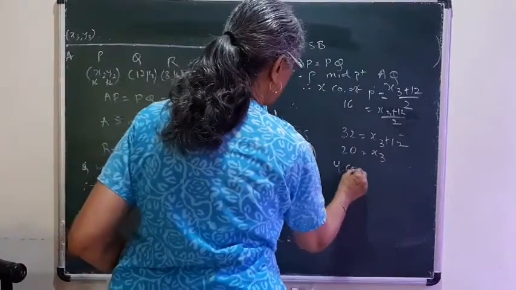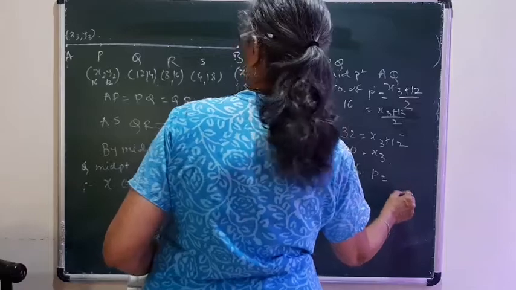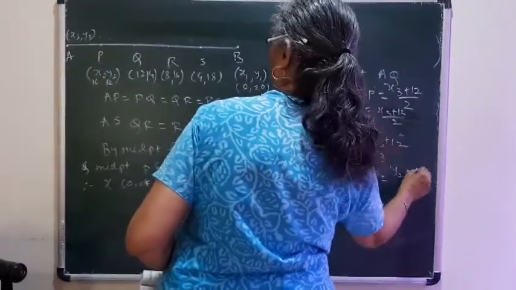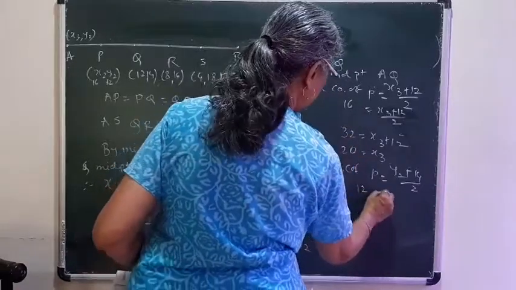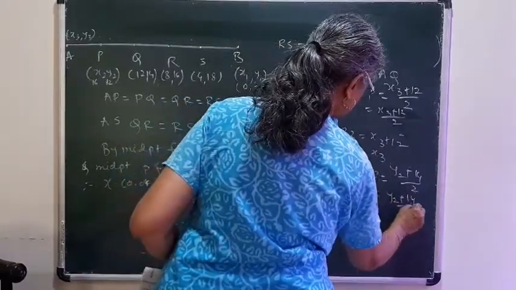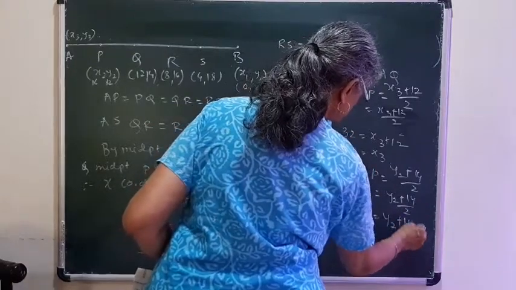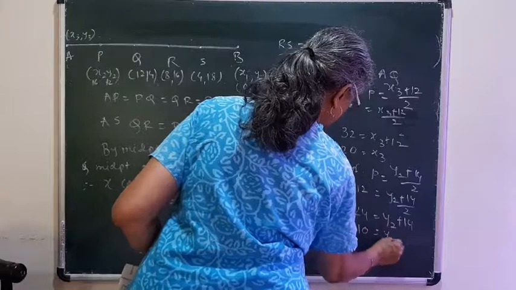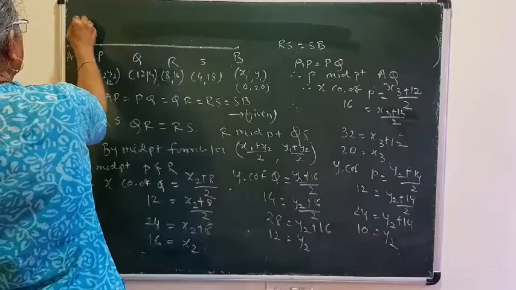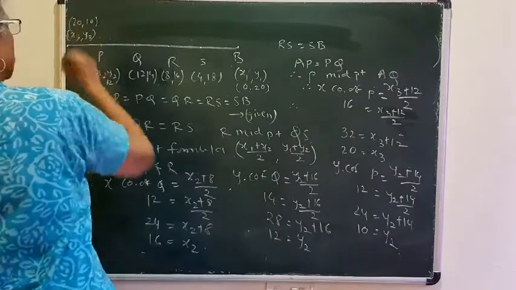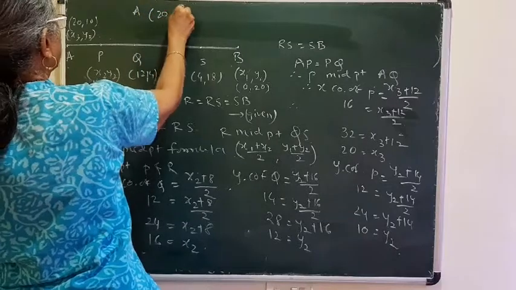Similarly, y coordinate of P is equal to y3 plus 14 by 2. So y coordinate we are having 12, y3 plus 14 by 2. So 24 is equal to y3 plus 14. So 10 is equal to y3. So what are our answers? x3, y3 we got 20 and 10. Got it? So coordinate of A we are having 20, 10.